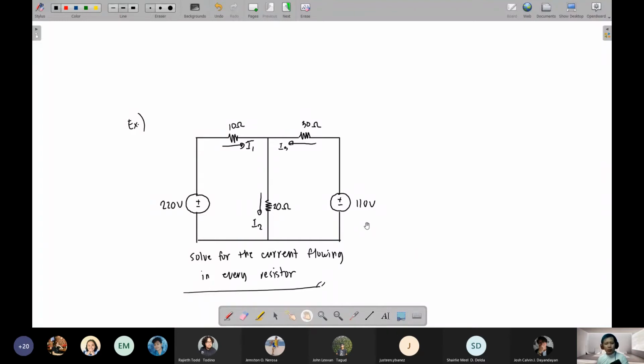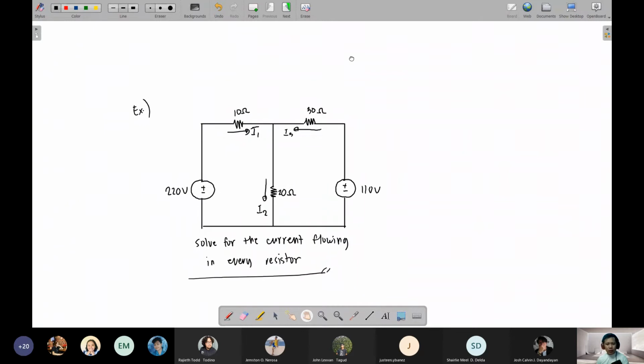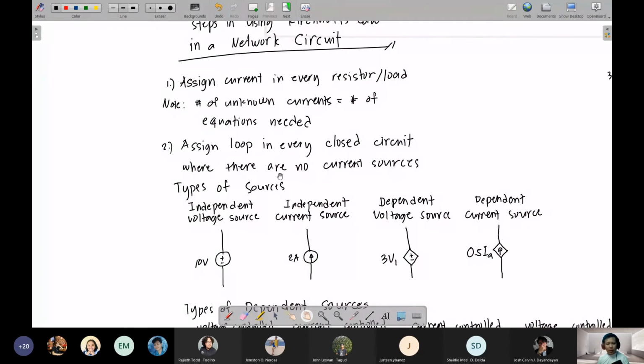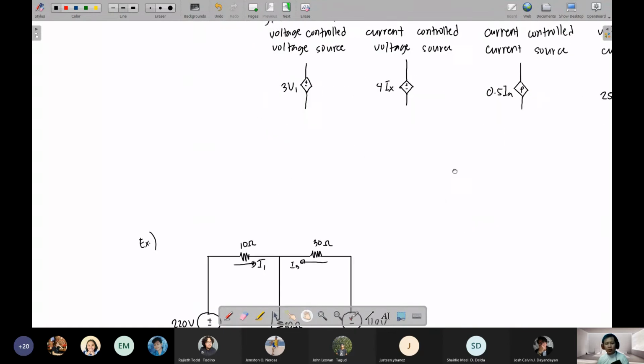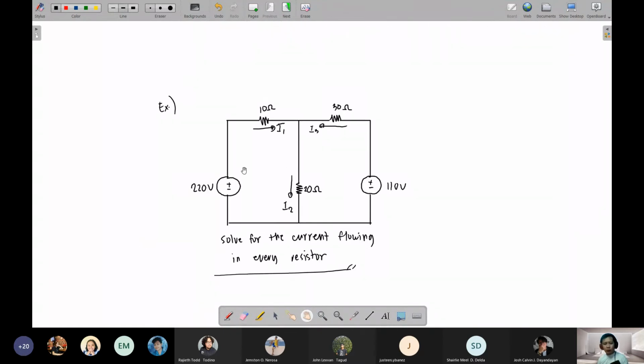Next, step number 2. Step number 2, okay? Assign loop in every closed circuit where there are no current sources. So assign loop in a closed circuit. Recall now for this one, this can be a closed circuit. This can also be a closed circuit. Okay? And you can also have this as a closed circuit.